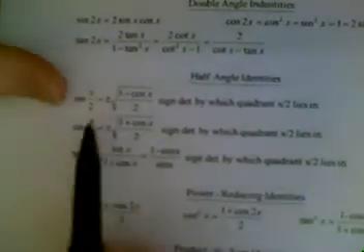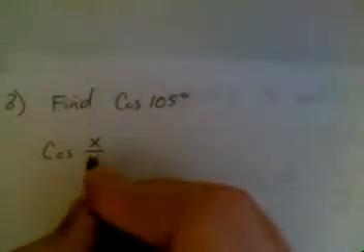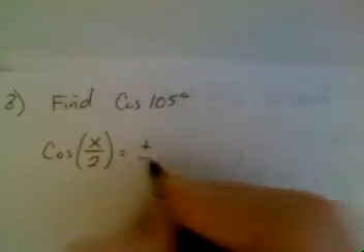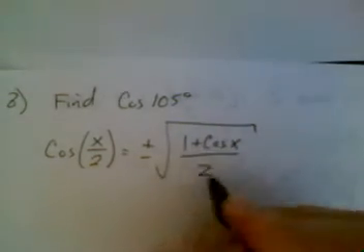105 degrees. Now, the first thing I'm going to tell you is if it tells you to use a formula, use the formula, okay? So I'm looking at the cosine of 105, so I'm going to look at this thing right here. I'm actually going to write that on my piece of paper. I'm going to use the cosine of x over 2 is equal to plus or minus the square root of (1 plus cosine of x) divided by 2.